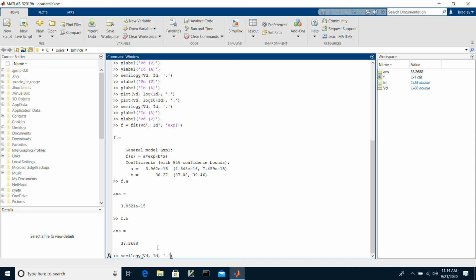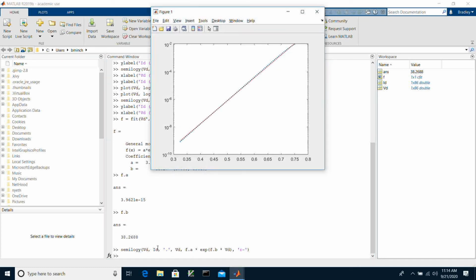So if I wanted to visualize that on my semilog plot, I can put another comma in here to make another curve, so VD, and then f dot a times e to the f dot b times VD, and maybe I'll make this a red line. And you can see it's done an okay job. It's going through the dots, but it's slightly overestimating here, and slightly underestimating here, because there's a little bit of curvature up here at the high values, and it's made the best compromise that it can. But it's not done a bad job.